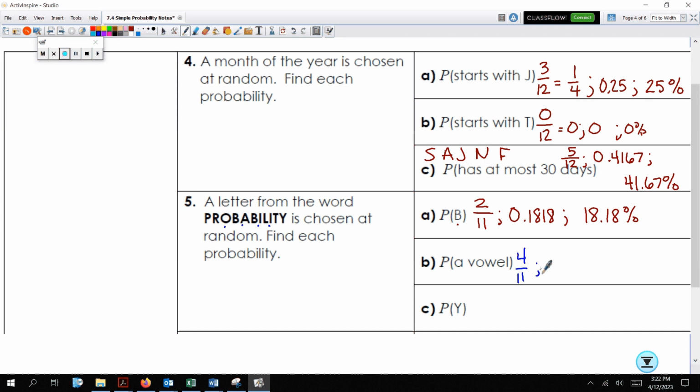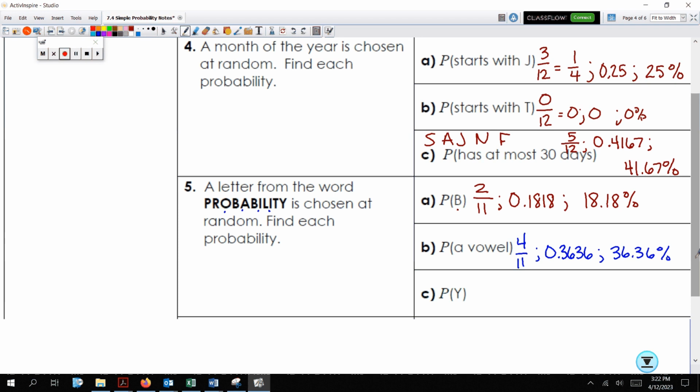Which is 0.3636, and that gives us a percent of 36.36%. If the decimal is longer than 4 decimal places, please let's not write it down. We're just going to go out 4 decimal places, just to give you a heads up.